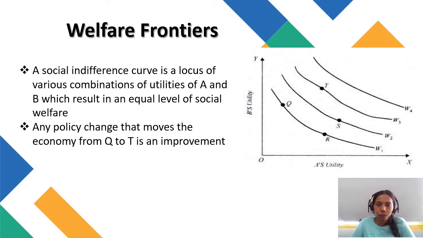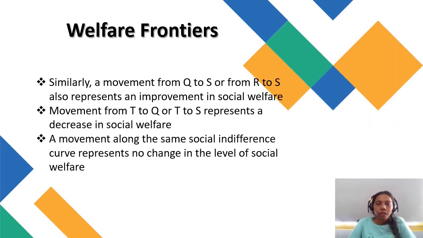The properties of social indifference curves are just like those of individual consumers' indifference curves. Given a family of social indifference curves, the effect of a proposed change in policy on social welfare can be evaluated. Similarly, a movement from Q to S or from R to S also represents an improvement in social welfare. Movement from T to Q or T to S represents a decrease in social welfare, and a movement along the same social indifference curve represents no change, or zero change, in the level of social welfare.